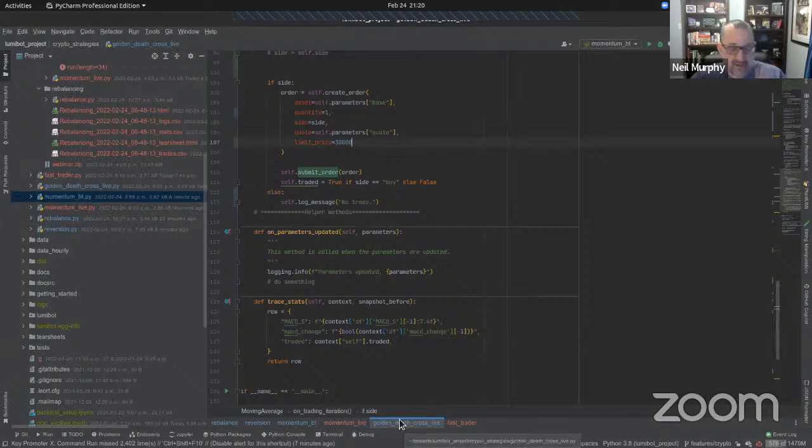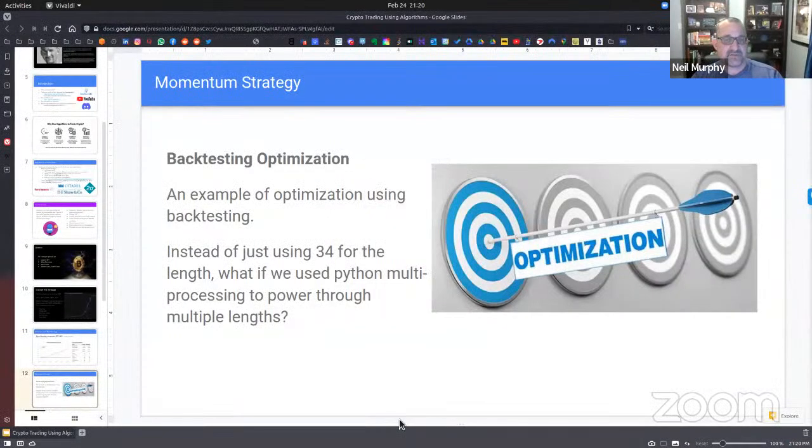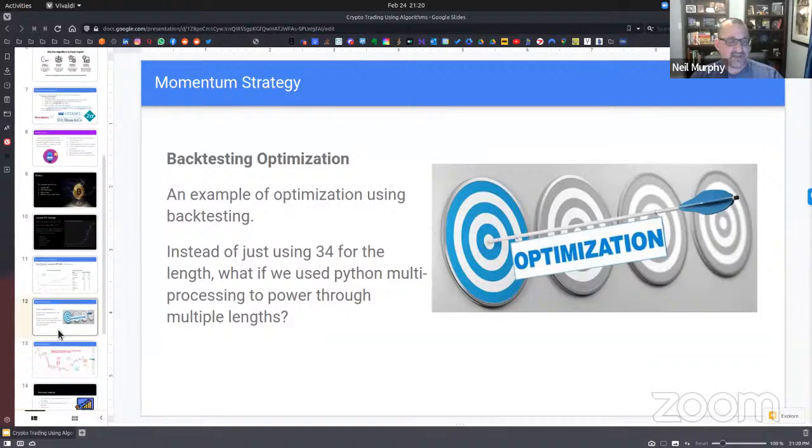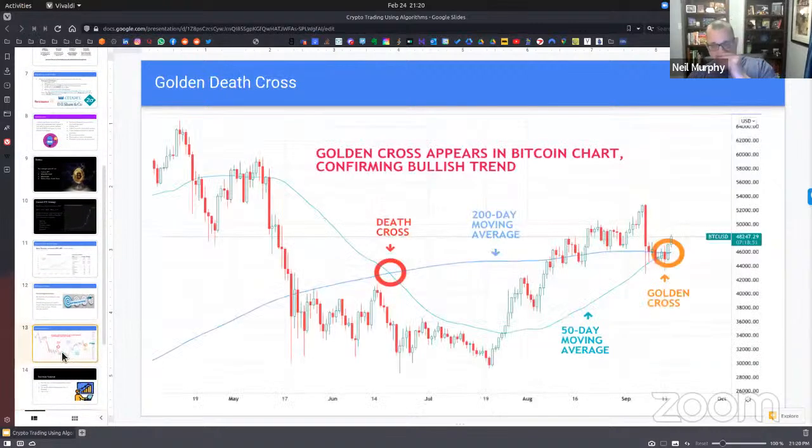So we're getting down near the end. Let me just go back up to the slides so we have some progression happening here. So that's a cool example of optimization. So this one here, I just wanted to put one more sort of last strategy in here.